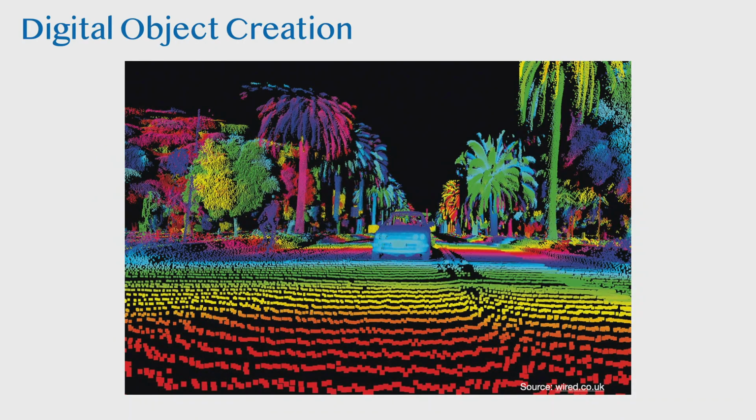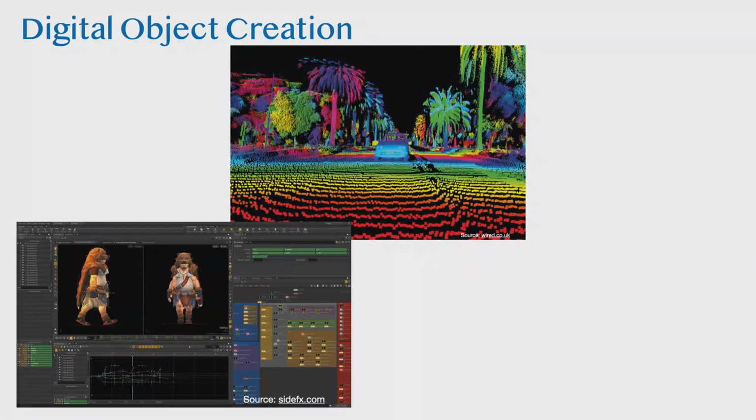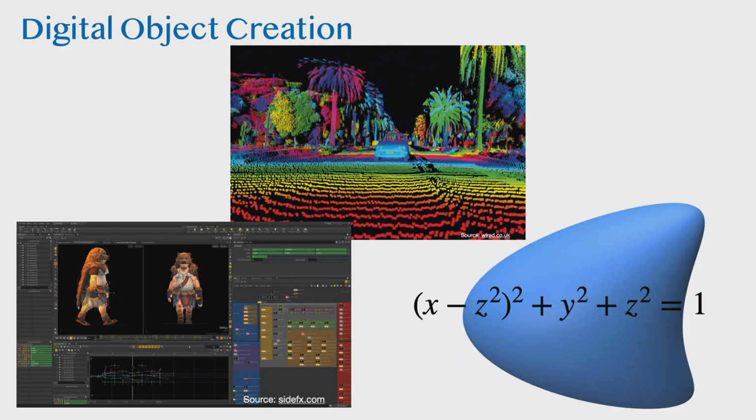So, digital objects can be created in many different ways. For example, LiDAR scan sensors can be used to create the digital world surrounding a self-driving car. Researchers, engineers, and artists can use software like Houdini, Shaper 3D, or Blender to manually create objects. Also, functional descriptions of objects can be used. For example, all the points that satisfy this equation will give you this surface.